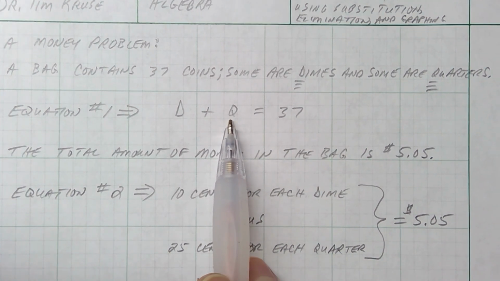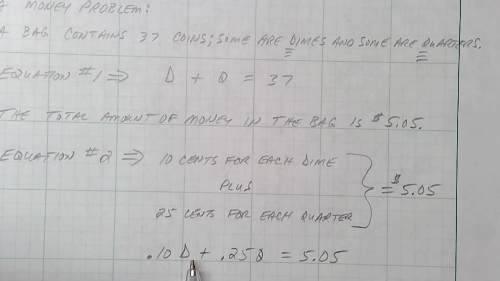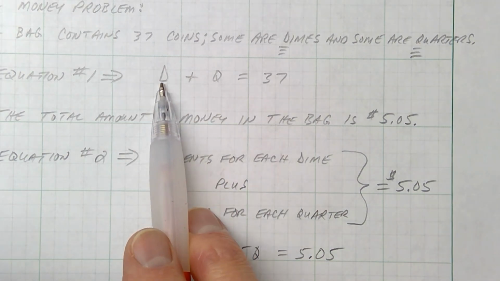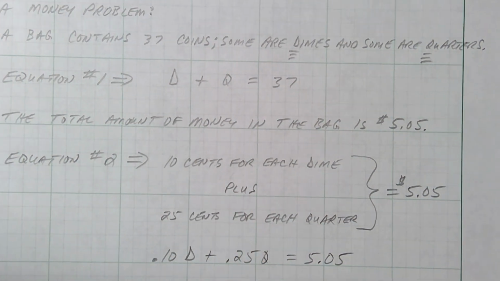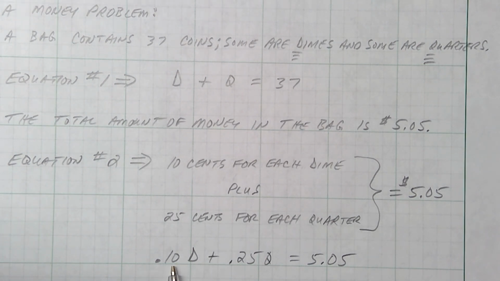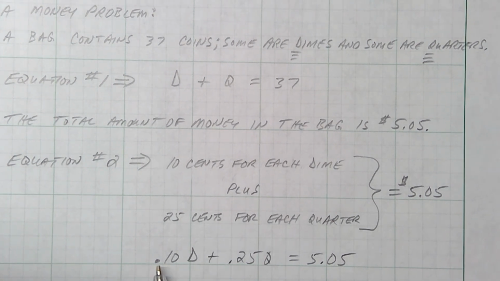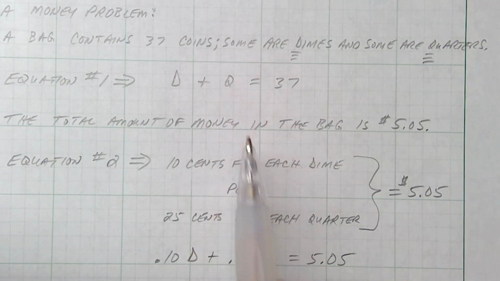Now, how do I turn that into an equation? I just say, okay, however many dimes I have, D stands for the number of dimes in my pocket. However many dimes I have, I'm going to multiply that times 10 cents. Now, since we're speaking money, we have to write 0.10. It's 10 1/100ths of a dollar. It's 10 pennies. It's 10 cents. And then however many quarters I have in my pocket, this is the number of quarters. For every quarter you have in your pocket, you're going to multiply it times 25 cents. So 10 cents for every dime plus 25 cents for every quarter needs to add up to $5.05. That's my second equation. All right.